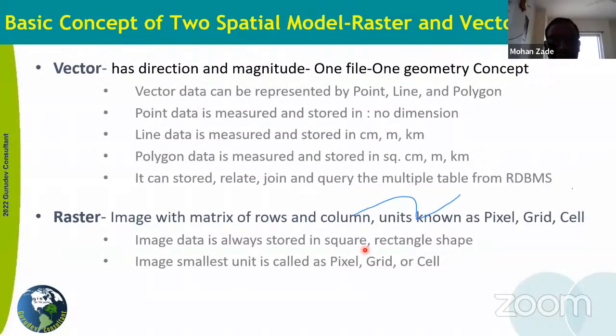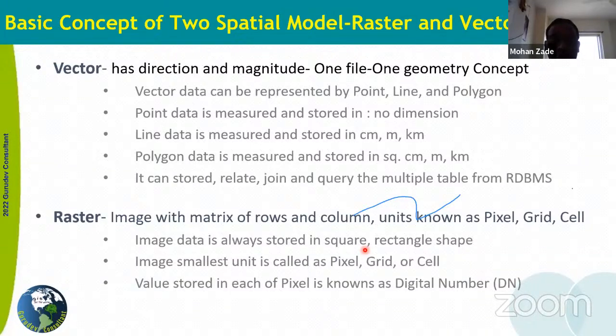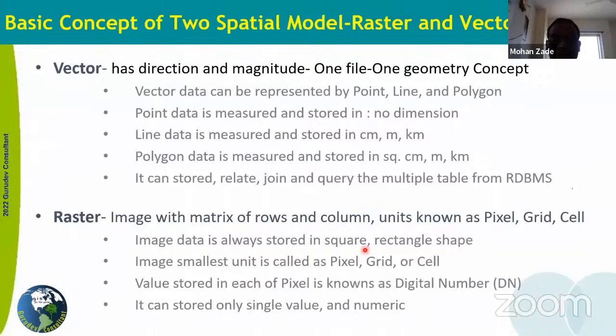The image's smallest unit is known as a pixel, grid, or cell, and the value stored in each pixel is known as a digital number. What we see as brightness is the digital number, and it can store only a single value, that is, a numeric value.